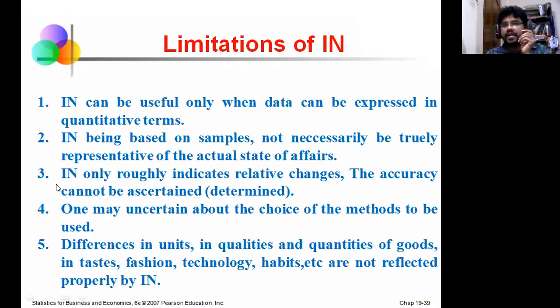See, the third one: the index number only roughly indicates relative changes. You can keep in mind the index number can only roughly indicate the relative changes, how much change only. The accuracy cannot be certain. Can you give 90% or 95% or 100%? We cannot give the accuracy. You can say that.